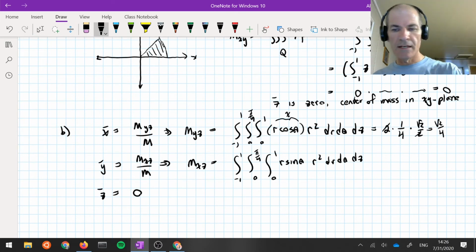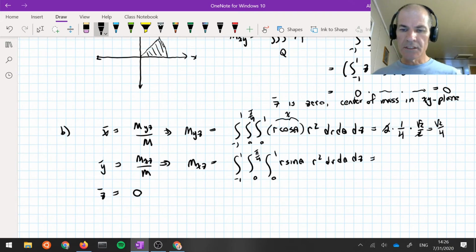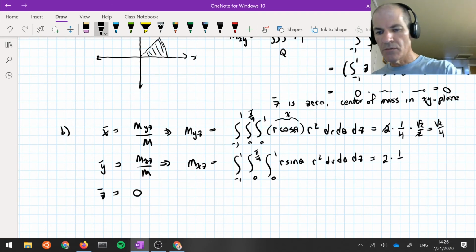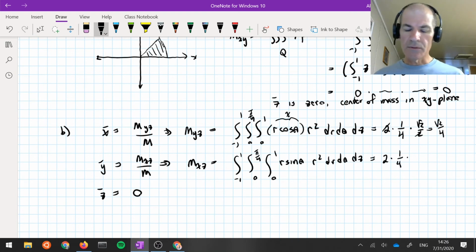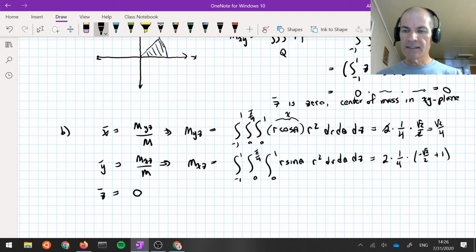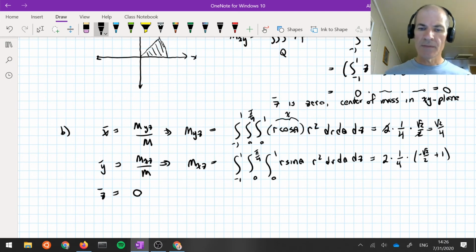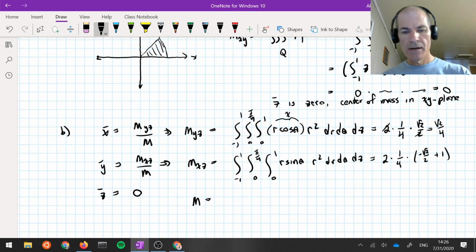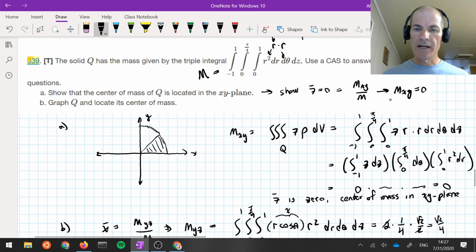All right, let's do m_xz. Similar situation here. The z integral is going to contribute a 2. The r integral is going to contribute a 1/4. Let's do the theta integral. Now we integrate sine theta, we get minus cosine theta. Plug in pi over 4 and plug in 0. And it's a little less simple than the earlier one, but that's m_xz.